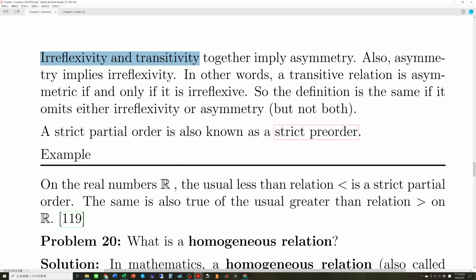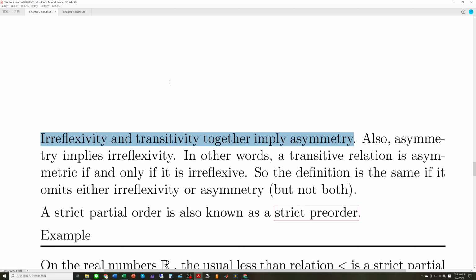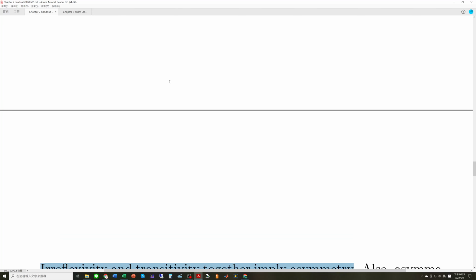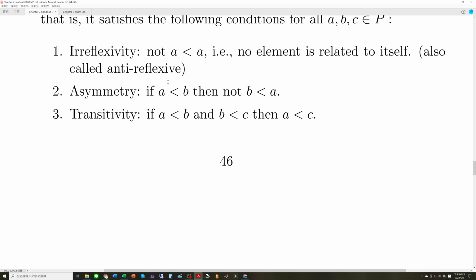Irreflexivity and transitivity together imply asymmetry. What does this mean? It means that if we have condition 1, irreflexivity, and condition 3, transitivity, then we will have condition 2, asymmetry.